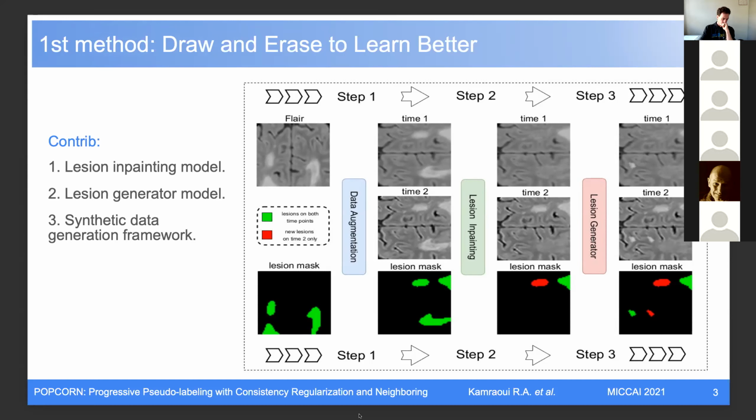The main idea is that from a single image, we synthesize two augmented versions. Then each version will be passed through the cascade of lesion eraser and lesion generator models in order to simulate new lesions. For instance, the three images on the right represent two synthetic time points, and the mask of new lesions is in red.